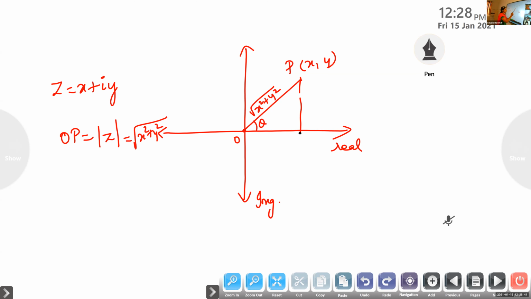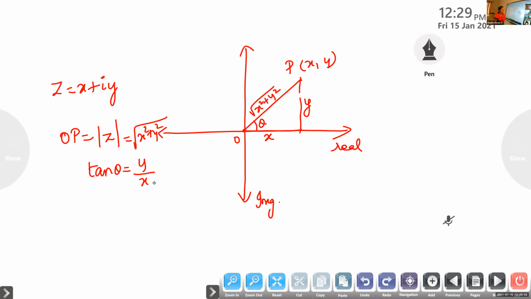Therefore, what is tan theta? Tan theta is opposite by adjacent. Tan theta is y by x. So this angle theta we call the argument. Theta is called the argument.